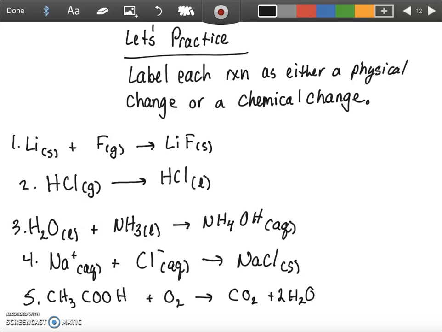Okay, let's go over these. The first one, we have solid lithium reacting with gaseous fluorine to form lithium fluoride solid. Okay, this is a chemical change.